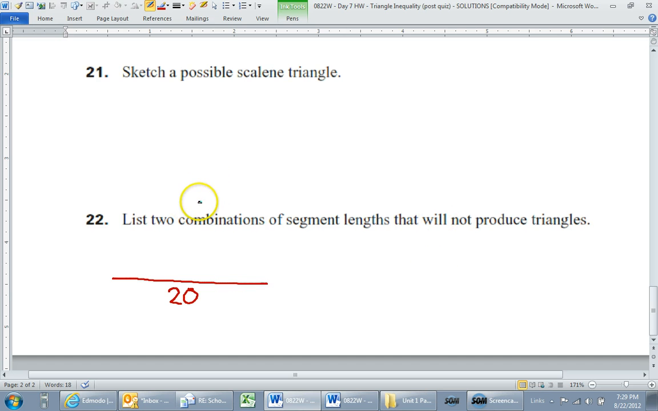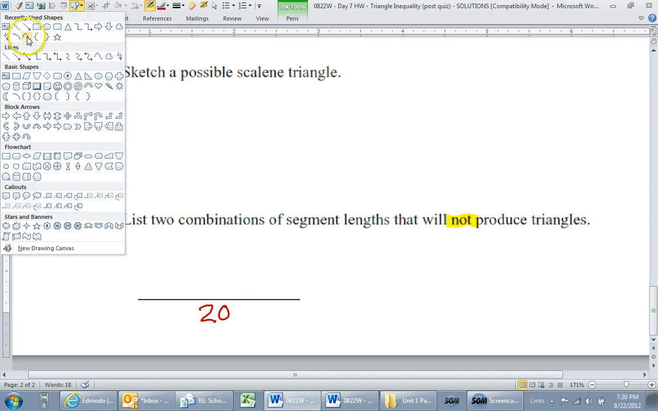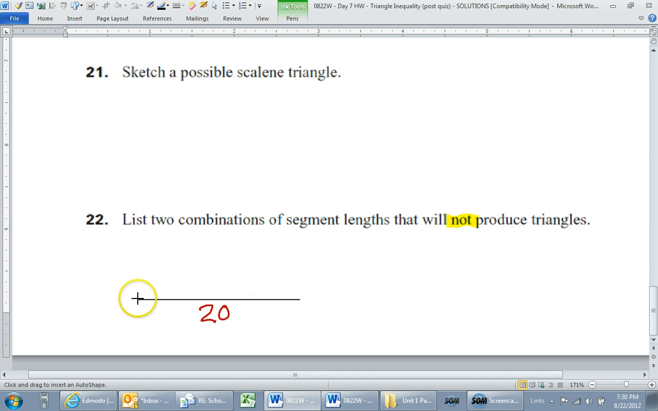If I want to have three lengths that will not produce a triangle, the other two lengths have to fall short of 20. You know what? They could be exactly 20, and that would not make a triangle either. So, here's the idea. Imagine that I had a length here. You know what? I should use actual segments. Okay, say I have a length of 20, and now say I have another length that's 10.